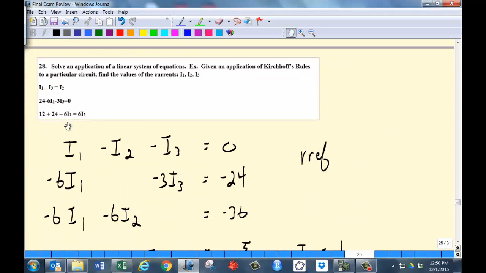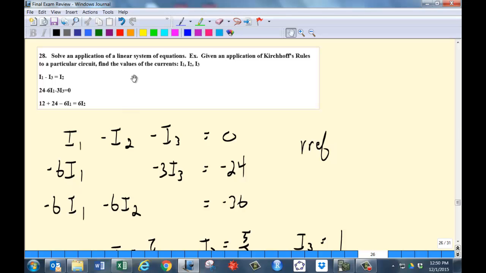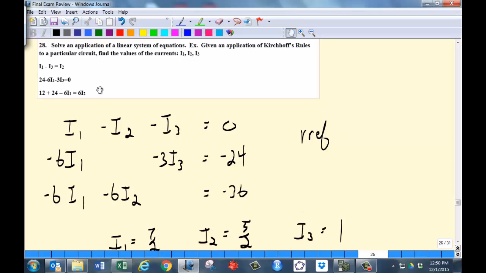Okay, here we want to solve. So we want to get 0 on the right and all the rest on the left. So that's what I did here.